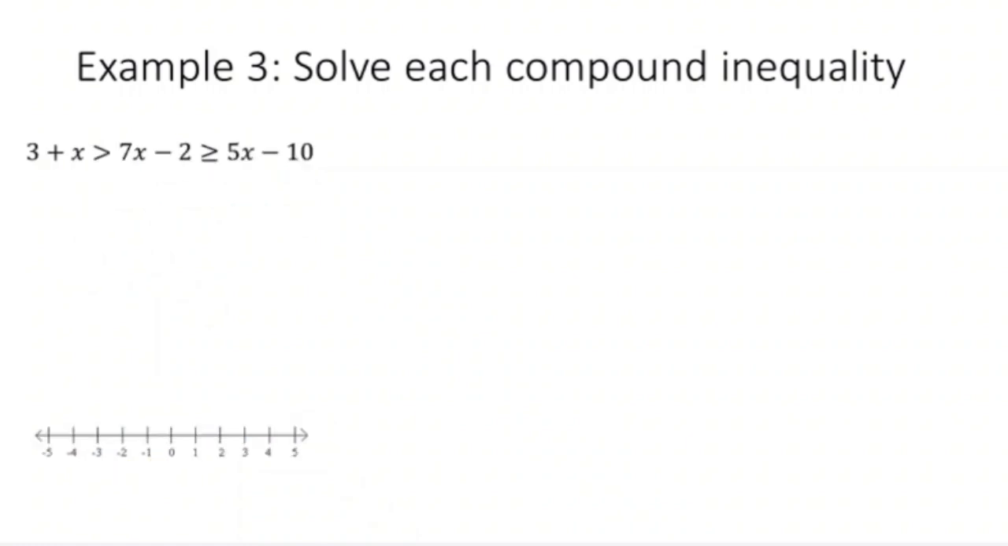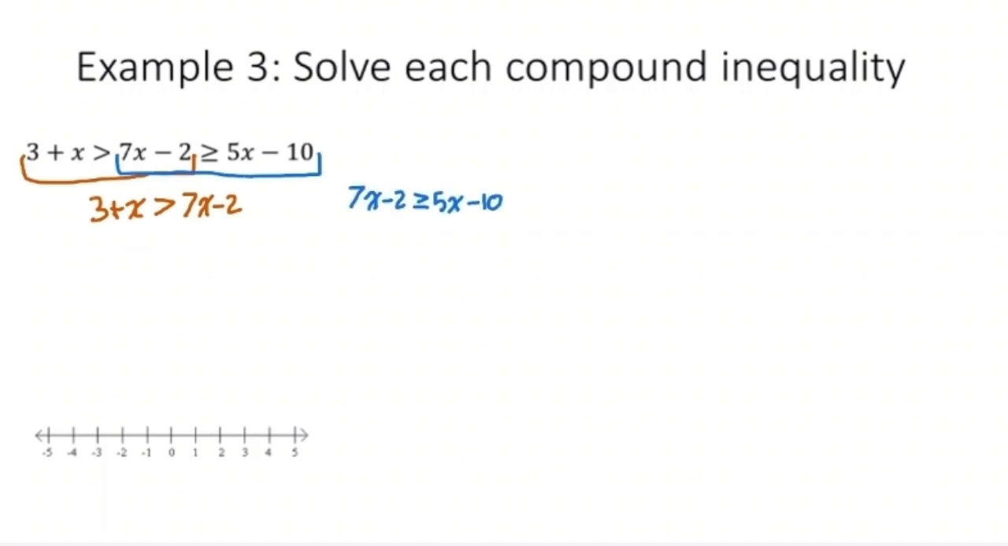Now we're going to solve 3 plus x is greater than 7x minus 2, which is greater than or equal to 5x minus 10. When solving this kind of compound inequality, we're going to actually split it up into two. Our first inequality is 3 plus x is greater than 7x minus 2, and our second inequality is 7x minus 2 is greater than or equal to 5x minus 10.